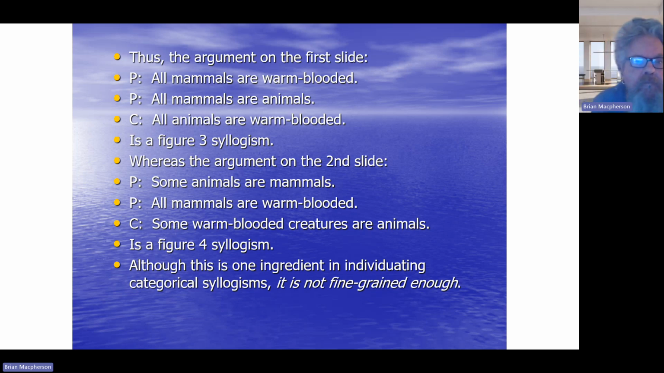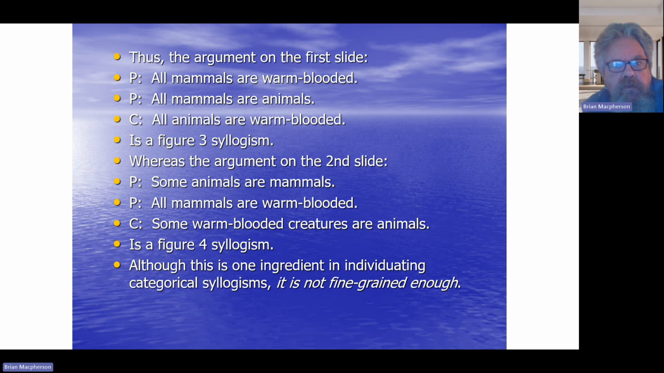And then the predicate term in the conclusion, warm-blooded, is in the first premise, and the subject of the conclusion is in the second premise, right? And so this turns out to be a figure three syllogism, and the mood involves the kinds of categorical propositions that are involved. So here we have all, all, and all, so it's AAA dash three, right?